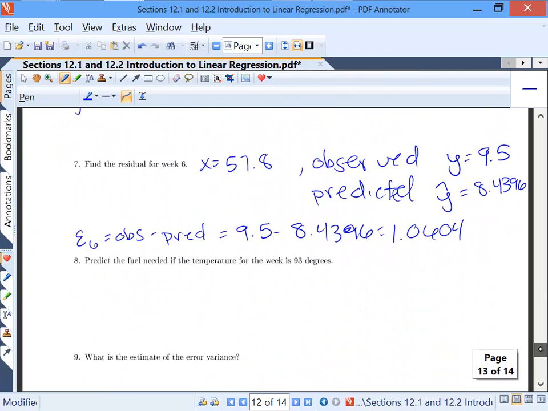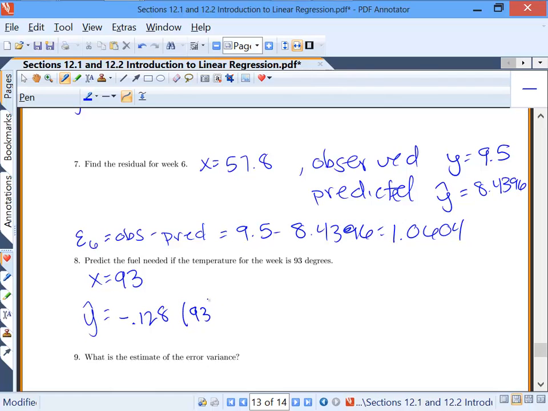And predict the fuel needed for the temperature, if the temperature for the week is 93 degrees. So in this case, we have x equals 93, and we just plug it in. And then plug it in, I get 3.934.